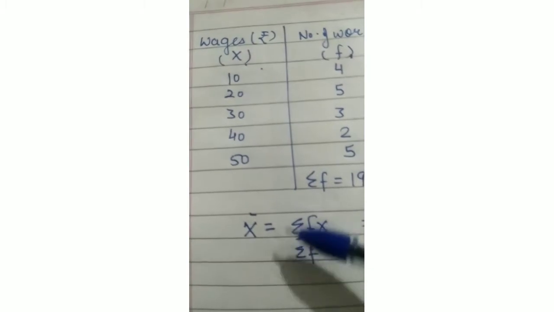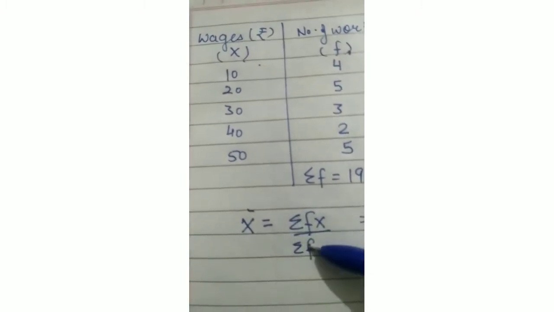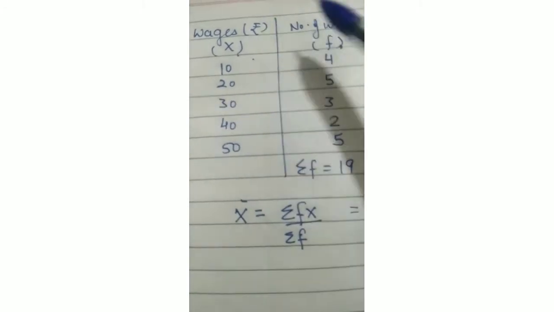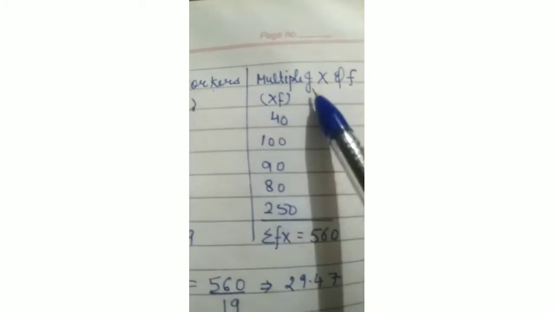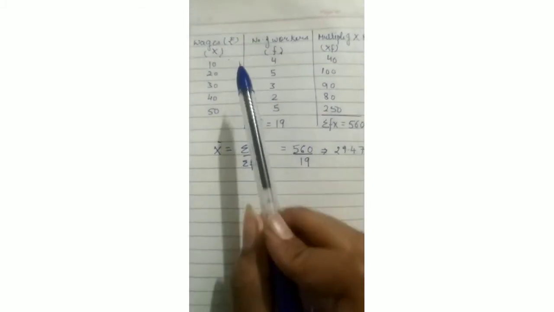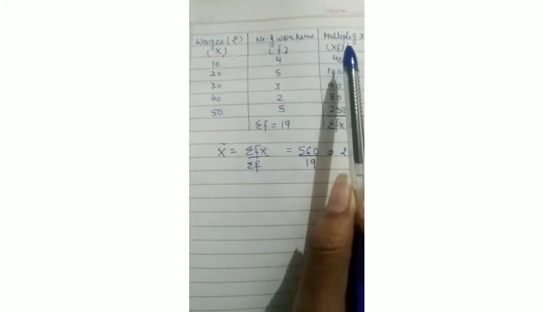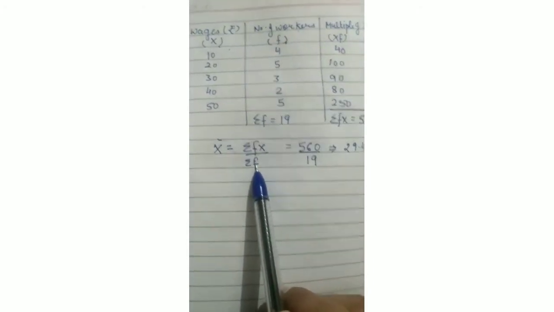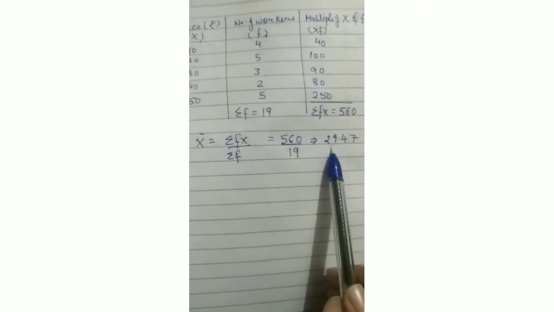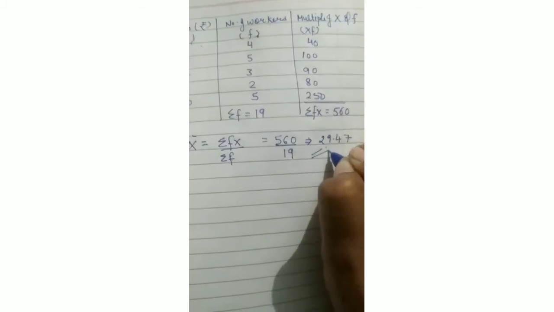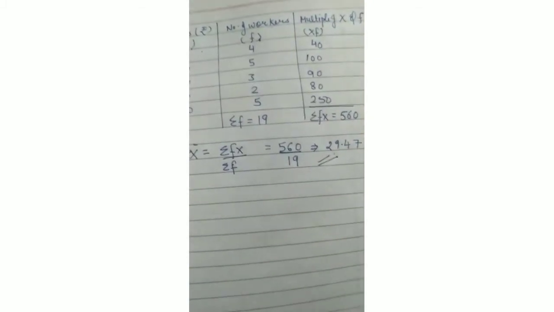We have the formula here, that is mean equals to sigma fx divided by sigma f, where this sigma symbolizes the sum of f into x. So we will have to find f into x. Here we have the sigma fx total, that is 560, and fx is the multiple of x and f. So the mean will be equal to sigma fx divided by sigma f, and we get approximately mean 29.47. This is all about discrete series direct method.